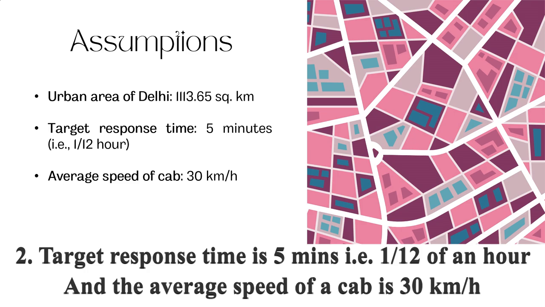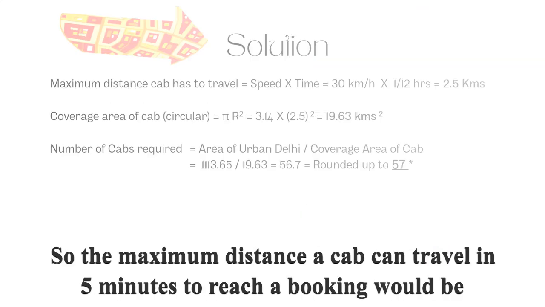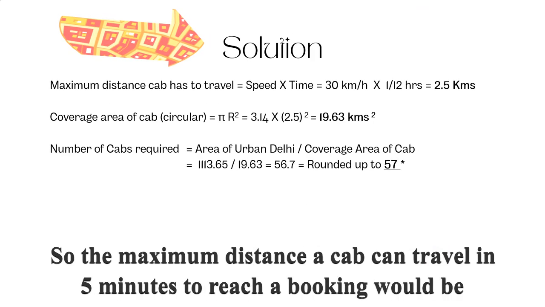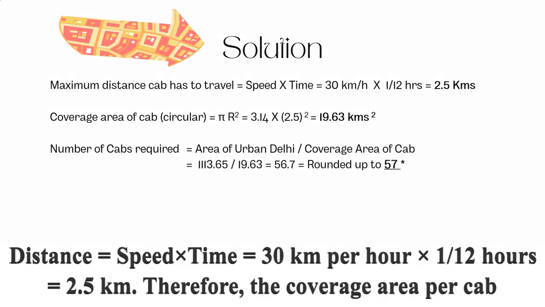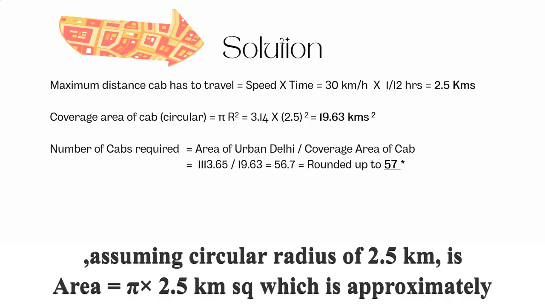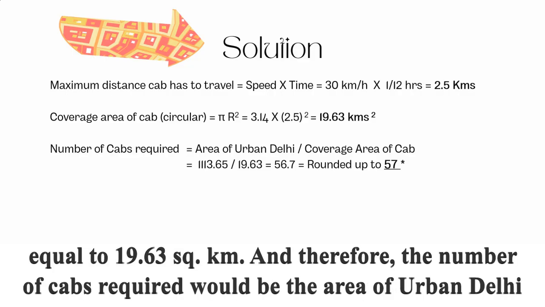And the average speed of a cab is 30 kilometers per hour. So, the maximum distance a cab can travel in 5 minutes to reach a booking would be: distance is equal to speed into time, equals 30 kilometers per hour into 1 by 12 hours, equals 2.5 kilometers. Therefore, the coverage area per cab, assuming a circular radius of 2.5 kilometers, is area equals pi into 2.5 kilometers squared, which is approximately equal to 19.63 square kilometers.